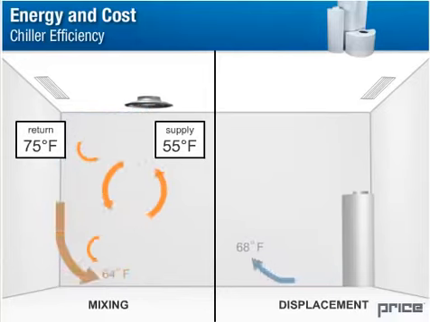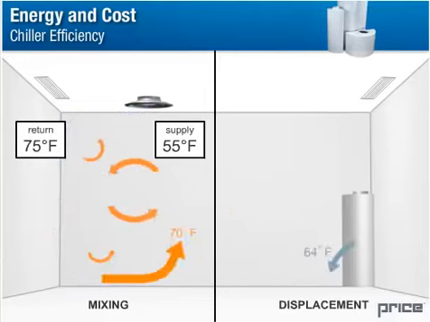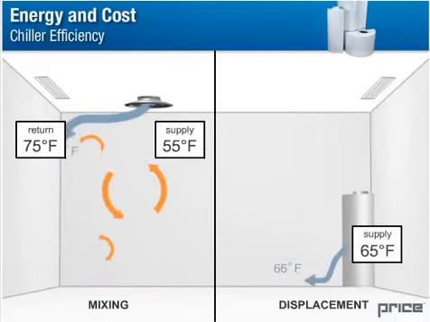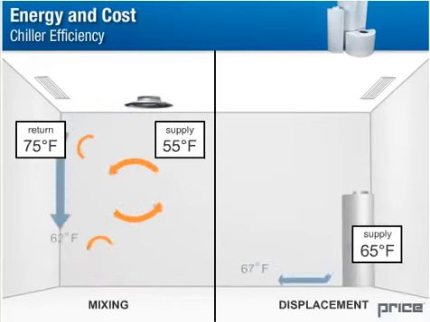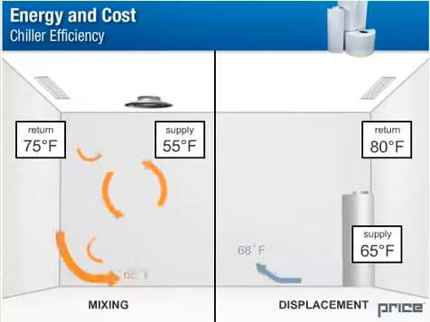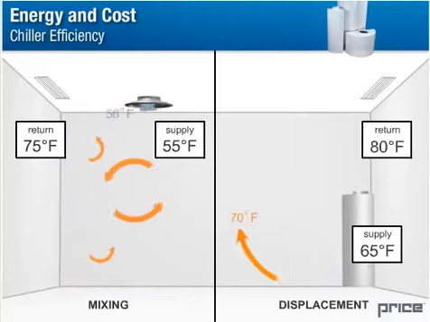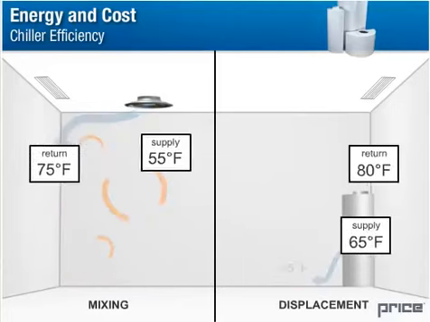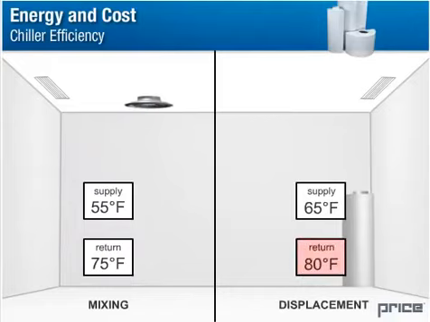In a displacement ventilation system, the supply air temperature is approximately 65 degrees Fahrenheit and the return air temperature is approximately 80 degrees Fahrenheit. The higher return air temperature is beneficial because it allows our chiller to work with a higher coefficient of performance, saving us energy and money.